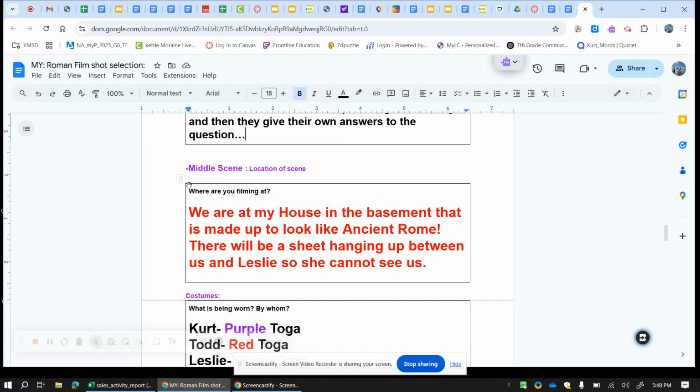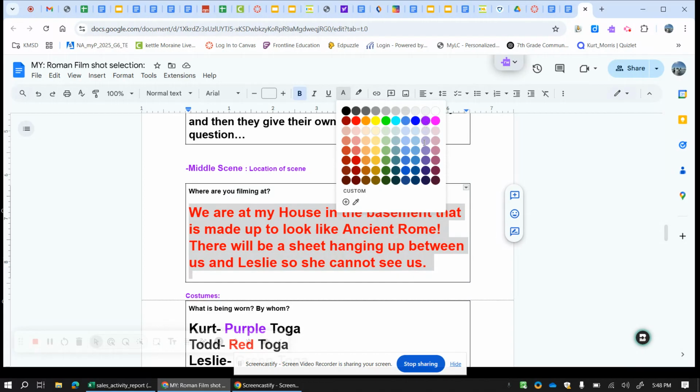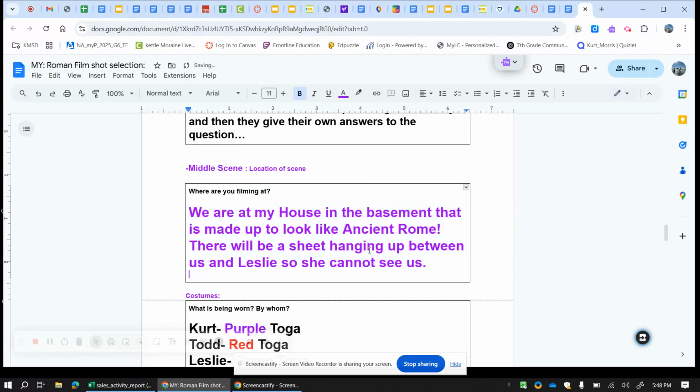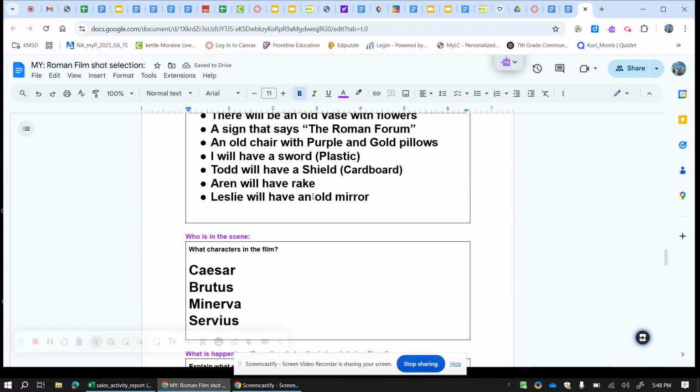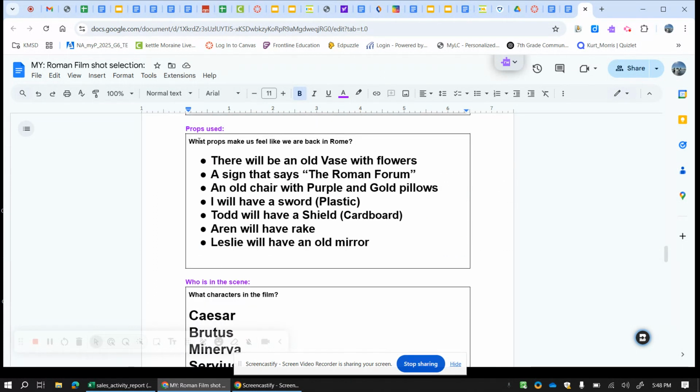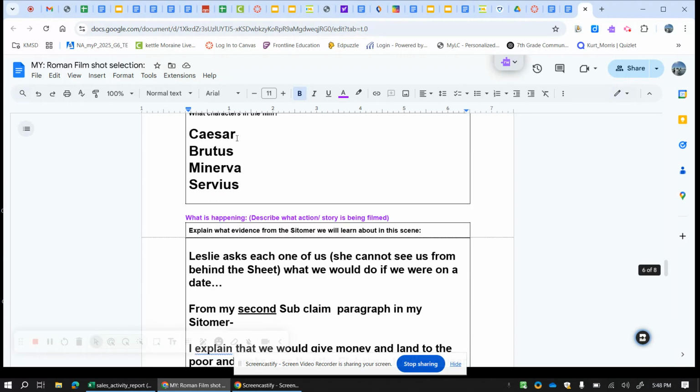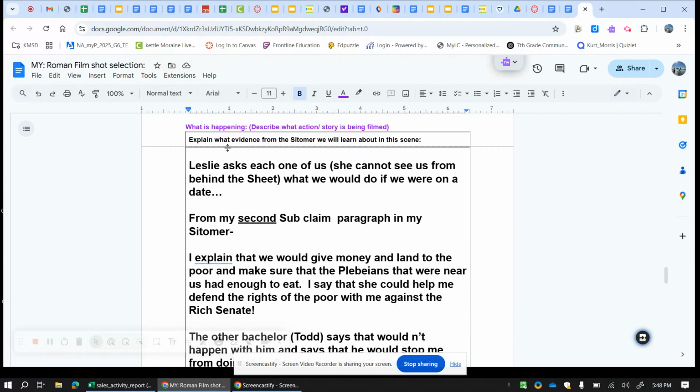All right, middle scene. All right, this is the purple one, so I might as well just make this thing purple. So this is the purple part. And it says, once again, at my house in the basement. We have the same things, the same props, same people. Okay, what is happening in this scene? Because this is our body paragraph 2, our subclaim 2 paragraph. Okay, so here we go.